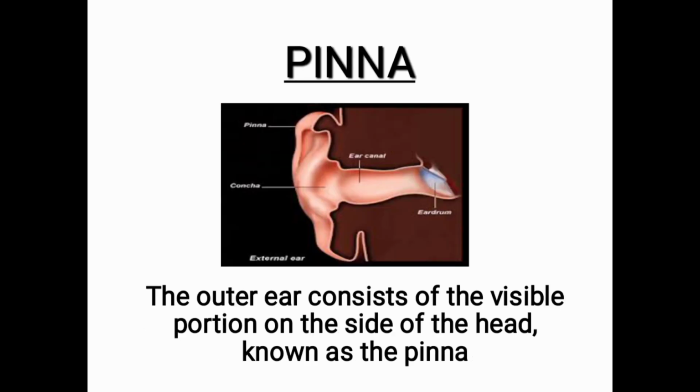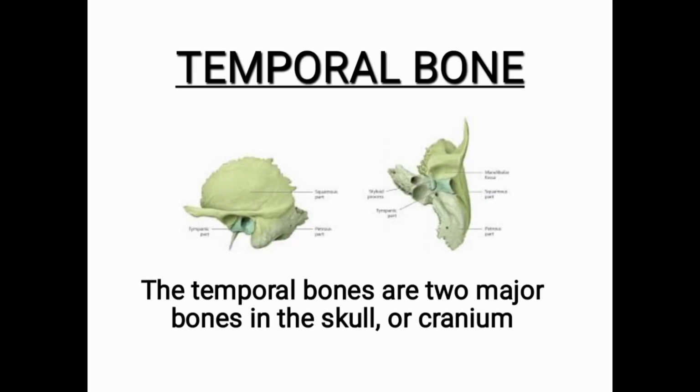Pinna. The outer ear consists of the visible portion on the side of the head known as the pinna. The purpose of the pinna is to catch sound waves, amplify them slightly, and funnel them down the ear canal to the tympanic membrane or eardrum.